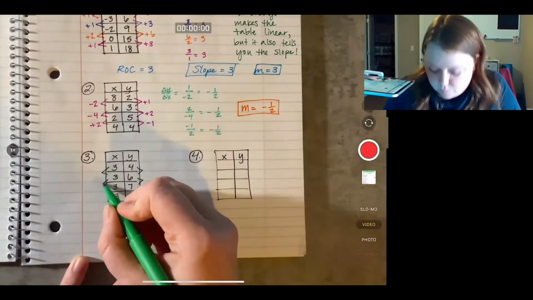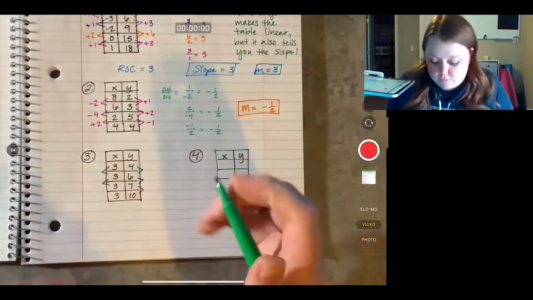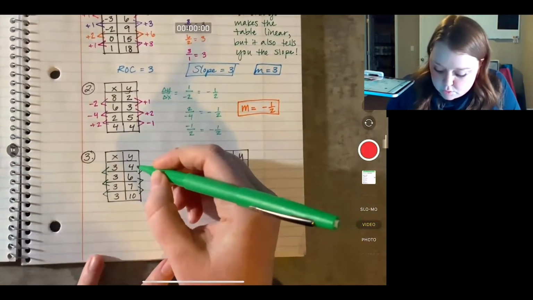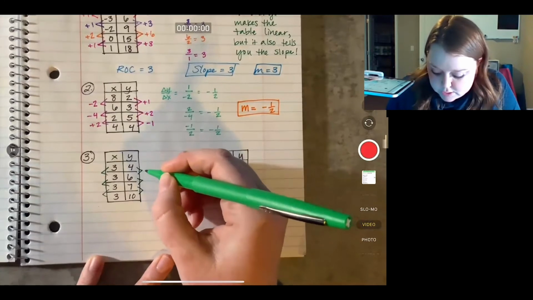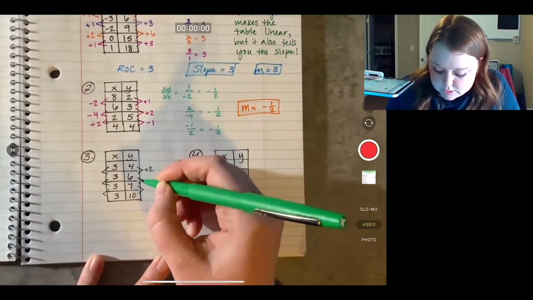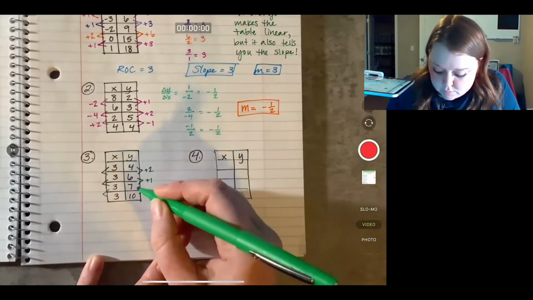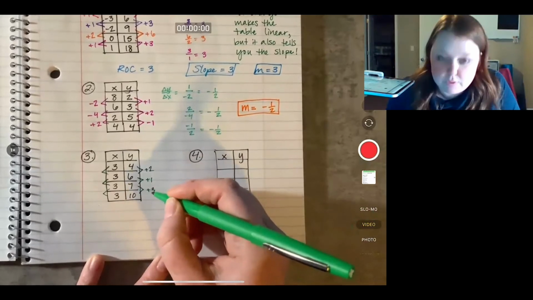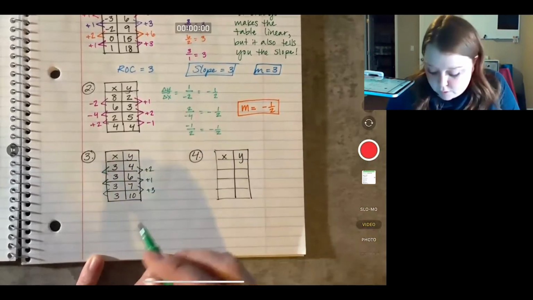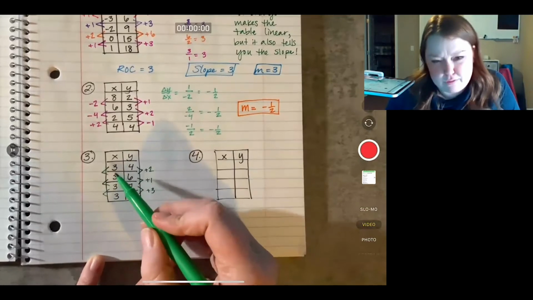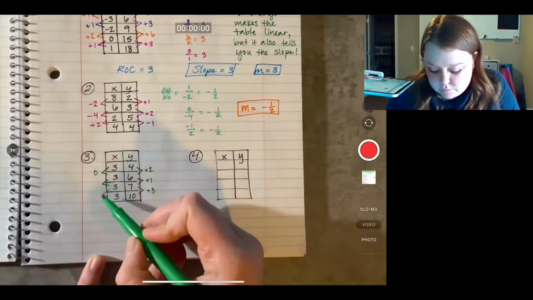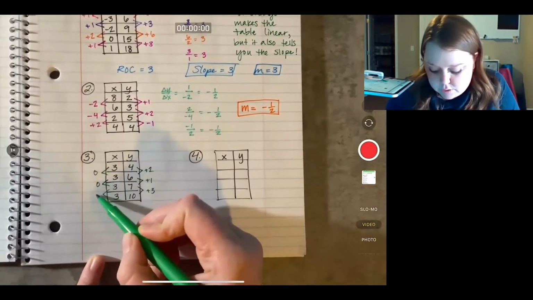You can do it one at a time, y, x, y, x. I'm just gonna do it all at once. So on the y value side, from 4 to 6, that's an increase of 2. 6 to 7, that's an increase of 1. 7 to 10, jumped up by 3. Over on the left-hand side, from 3 to 3, that's a change of nothing. 3 to 3, 0. 3 to 3, 0.